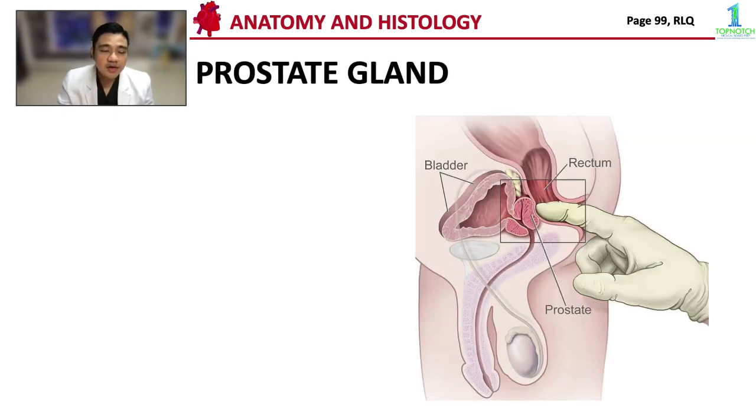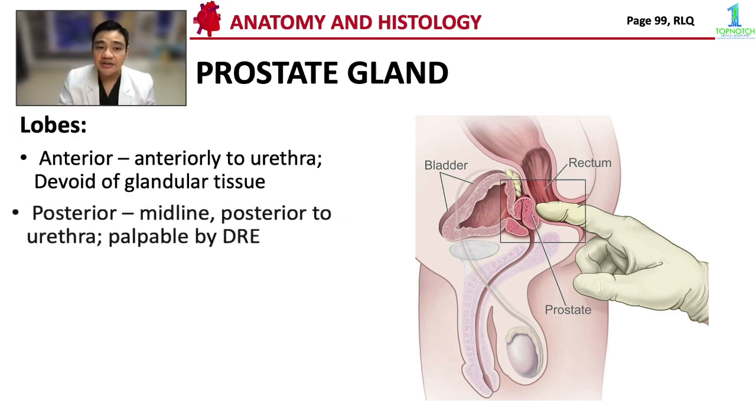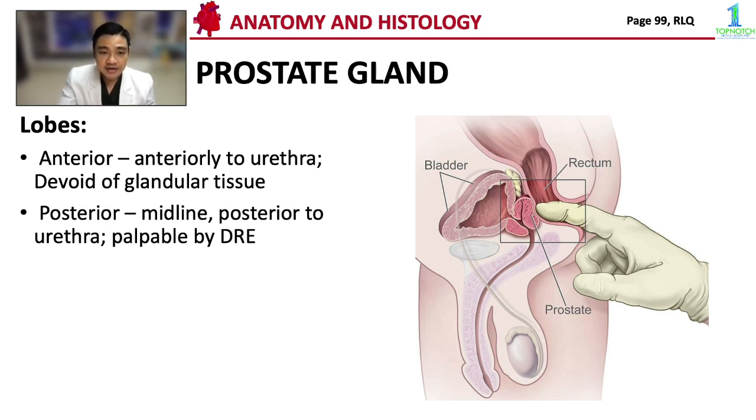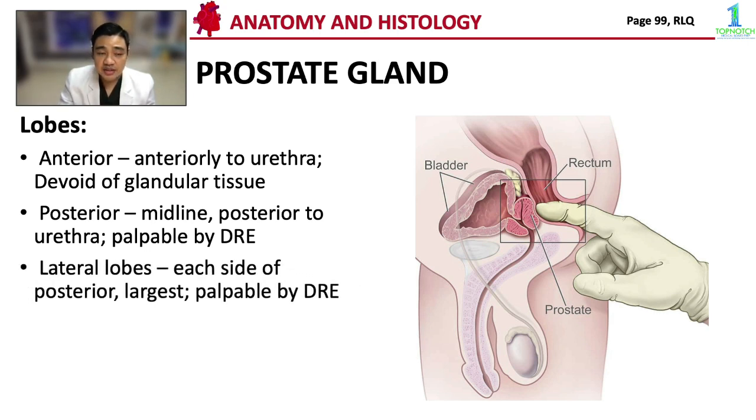So moving forward with the last gland for this lecture would be the prostate gland. The prostate gland can be divided in so many ways. In terms of lobes, meron tayong anterior and posterior. Anterior and posterior to what? The urethra. Okay, if this is the urethra, everything found anterior to it is called the anterior lobe, and posterior to the urethra is the posterior lobe.